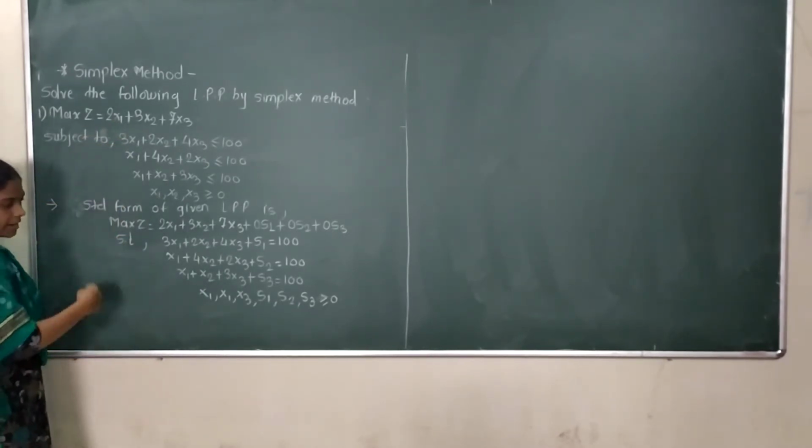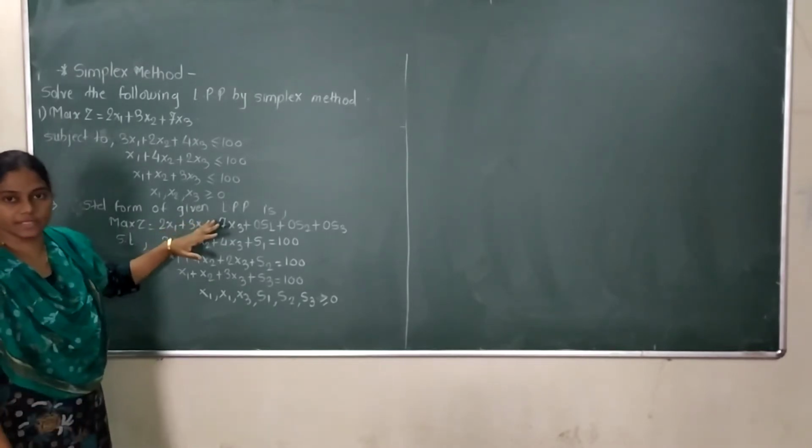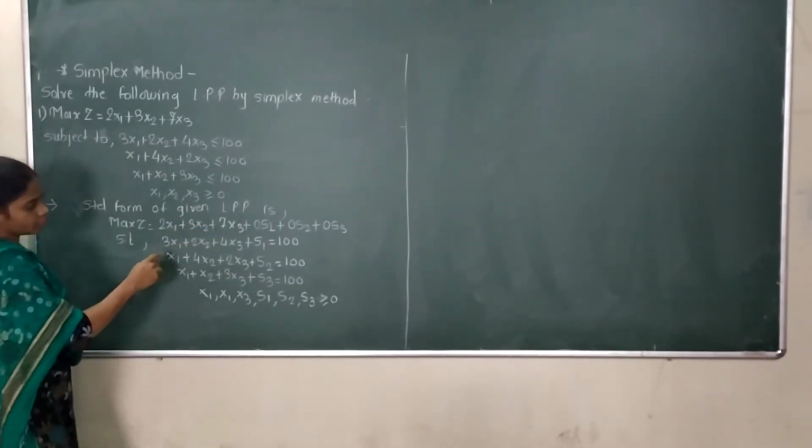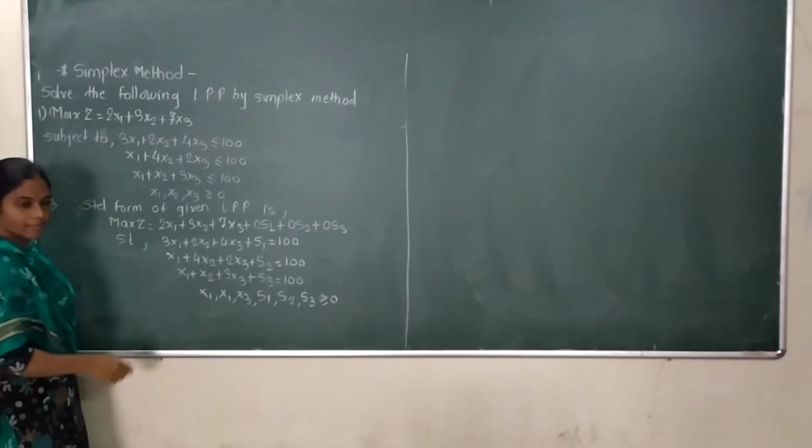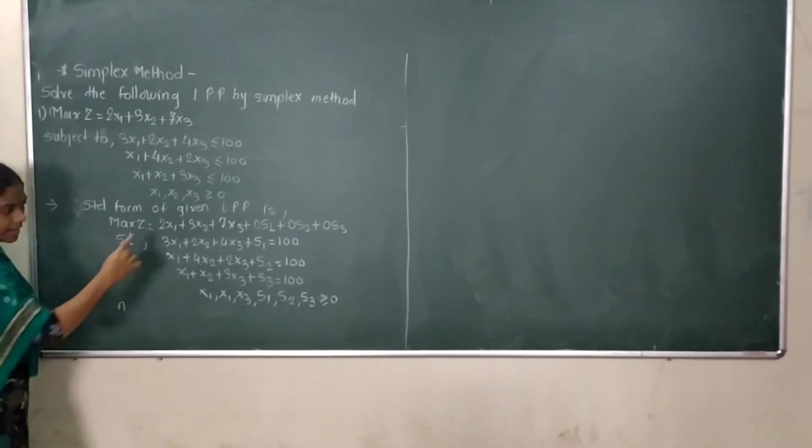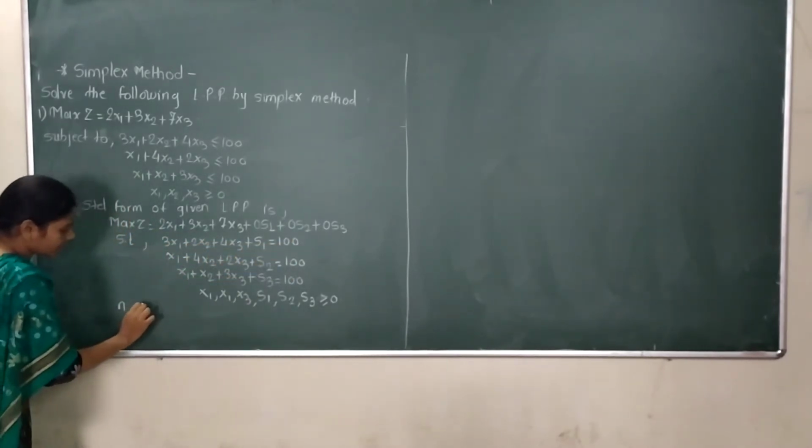The next step is what? We have to find out the initial basic feasible solution. For that, what do we have to do? We have to consider the number of variables, which we are denoting by n, and the number of equations, which we are denoting by m.